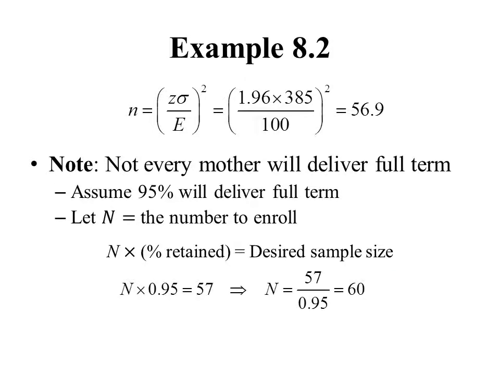And so what we want to know is n, the number to enroll. We're assuming that we're going to retain 95%, and according to our formula we have a desired sample size of about 57. And so if we do some simple algebra here to solve this for n, we divide both sides by 0.95. So n is 57 divided by 0.95, and that comes out to be about 60. And so that means we need to enroll at least 60 mothers. If we enroll at least 60 mothers, then according to our calculations, we're going to have at least 57 that deliver full term, and we're going to have enough to get our desired margin of error.